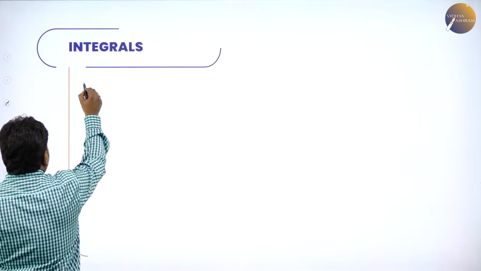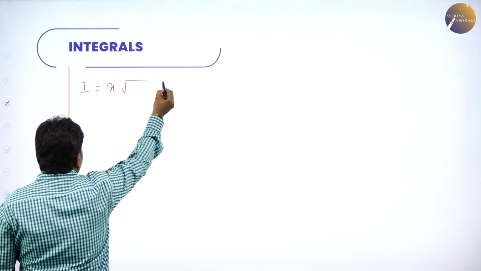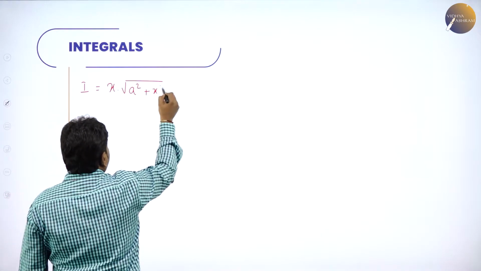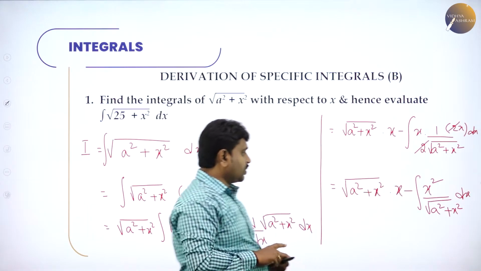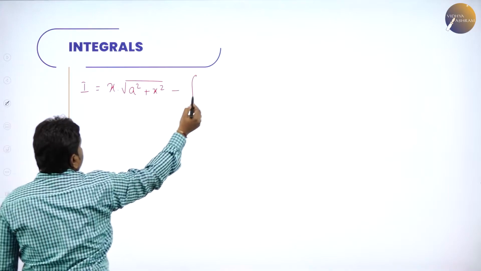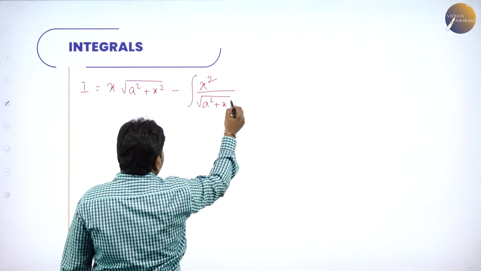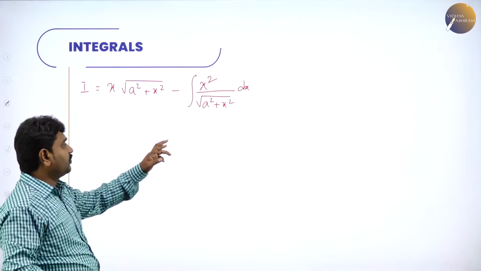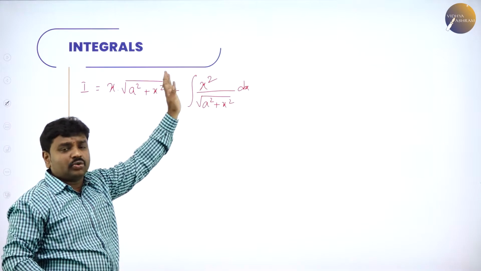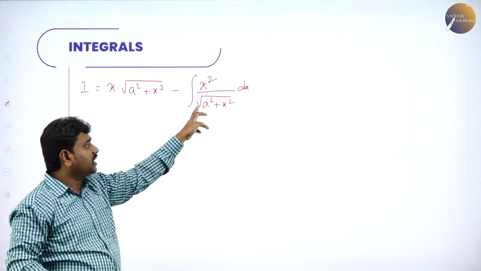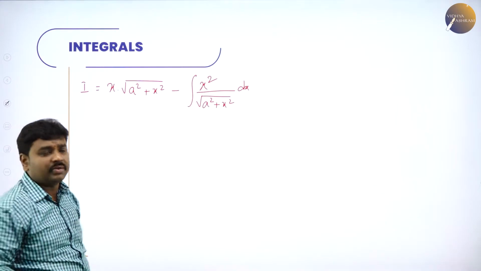we got I is equal to root of a square plus x square into x, or I'll write x into root of a square plus x square, minus, so if you observe, we have minus outside, x square divided by root of a square plus x square dx. Please observe this carefully. Denominator is a square plus x square, but numerator is just x square. So make the numerator a square plus x square by adding a square, since a square is missing here. So introduce a square, add and subtract a square in numerator.